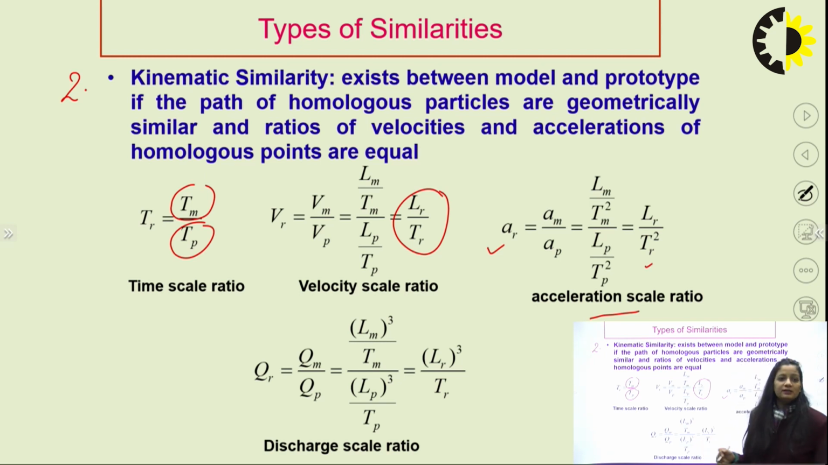Now the next is discharge scale ratio. As the unit of discharge is meter cube per second, you can remember that the discharge scale ratio must be equal to LR cube by TR.